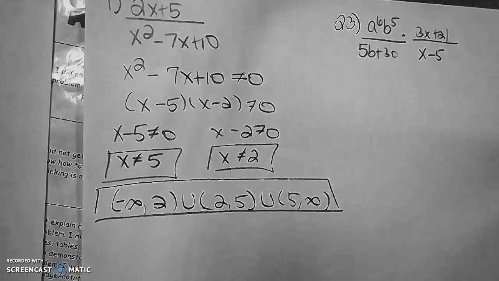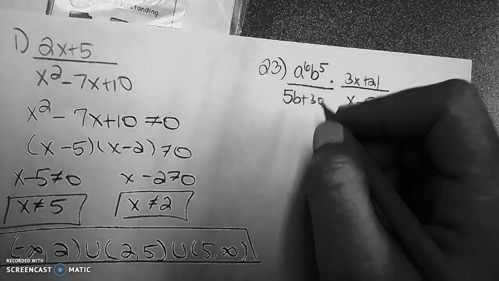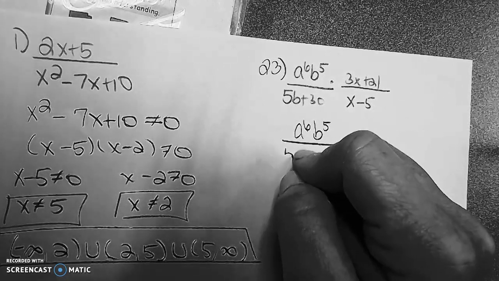And so our domain, our graph, will exist everywhere else, for every x value except 2 and 5. All right, next is 23, and yes, I'm pretty confident 23 has an error in the problem, but we'll go ahead and take a look at it.